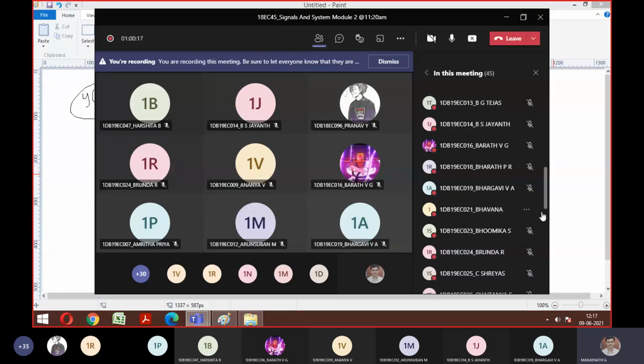What about Bhavana? What's the answer? Static, sir. Why is it static, ma? You're telling the answer, but you're not justifying. That is not applicable. See, in the exam, you can't predict. You need to prove it. Bhumika, what's the answer here? Static, sir. Why is it static? Sir, it depends on the present input.